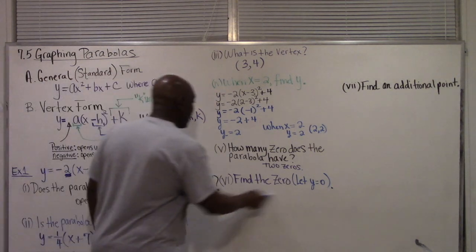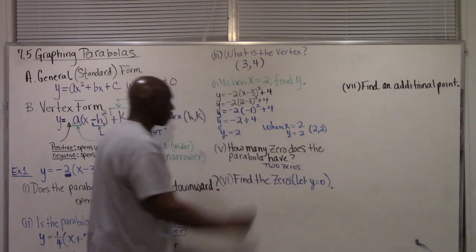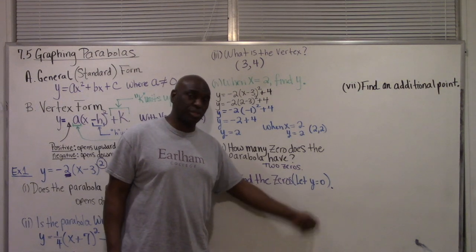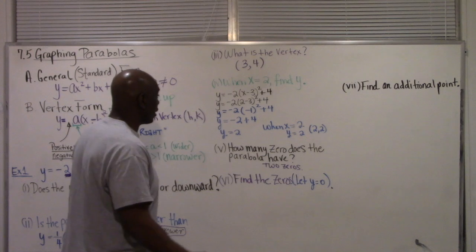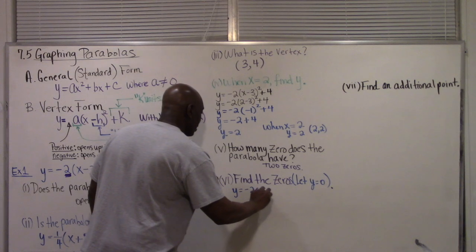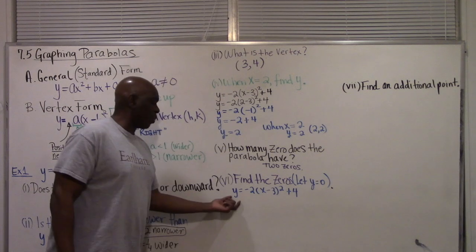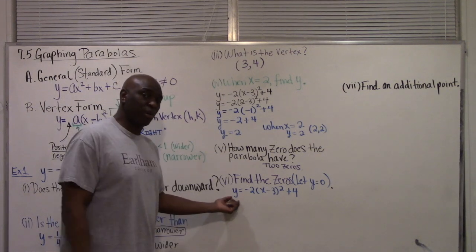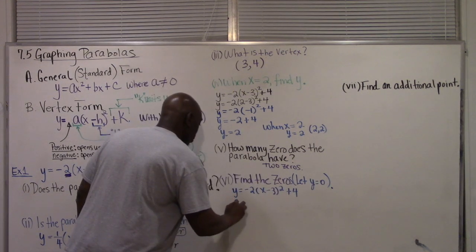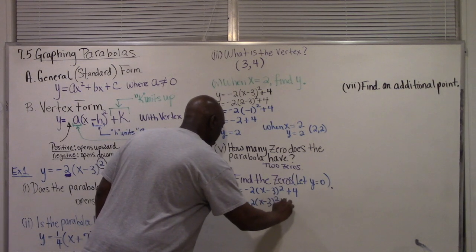All right. Find the zeros. Well, you find the zeros by letting y equal 0. So here's what we have: y equals negative 2 times (x minus 3) squared plus 4. Wherever there's a y, take out the y, put in a 0. Let y equal 0. So I'm going to have 0 equals negative 2 times (x minus 3) squared plus 4.